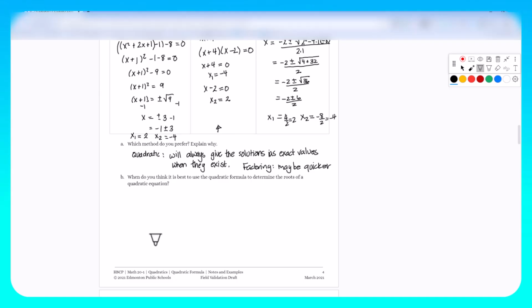But the best way to use the quadratic formula, the best reason, is when we can't factor over the integers. And that means we don't have integer value solutions.